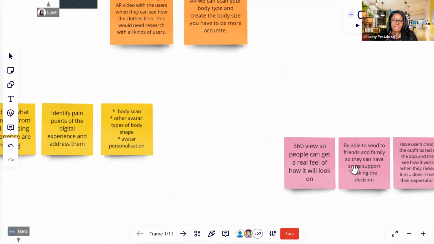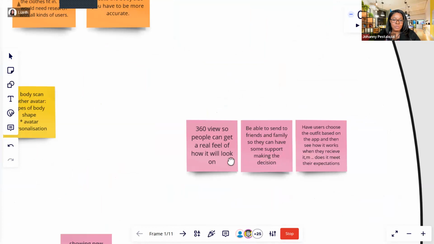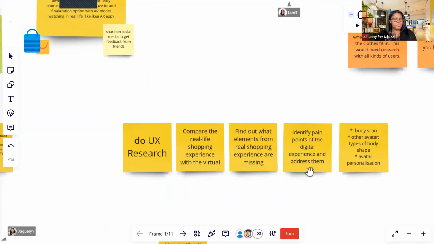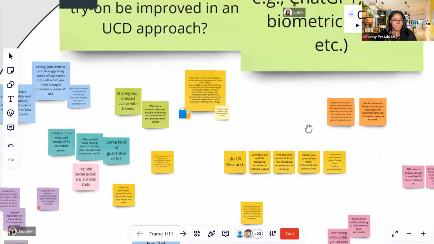One person says a 360 view so people can get a real feel of how it looks on them. Be able to send to friends and family, very similar to your suggestion previously, so that they can give some support on making a decision. Then do UX research, compare the real life shopping experience with the virtual, find out what elements from the real shopping experience are missing and so on.